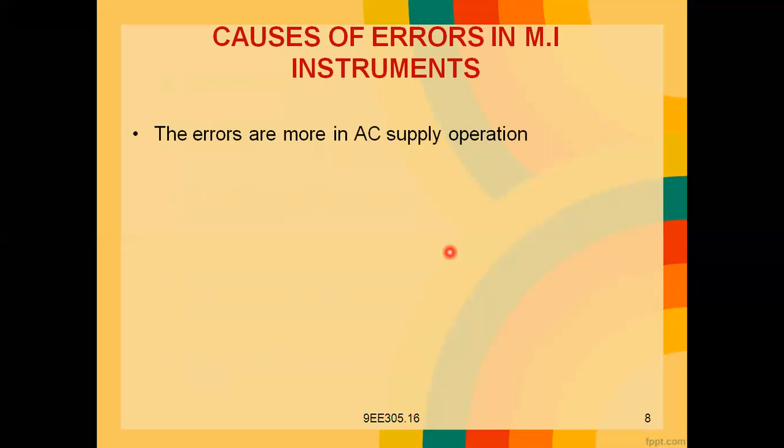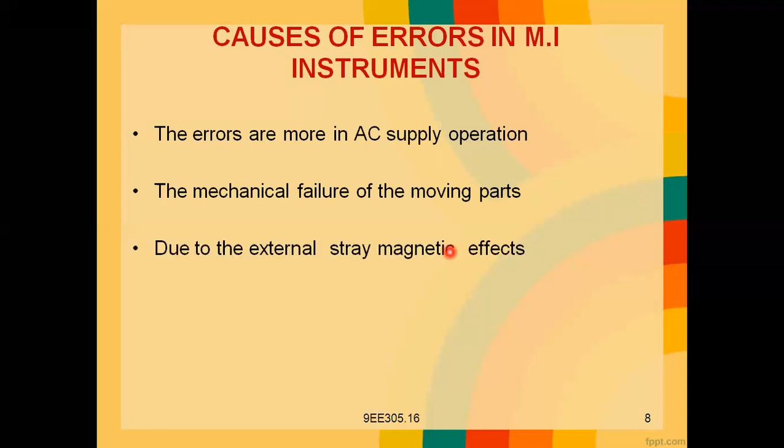They are more, the errors are more in AC supply operation. So we have some additional errors introduced when you use the same MI instrument for indicating AC quality. And we have mechanical failure of moving parts. And due to external stray magnetic fields, we have some errors.